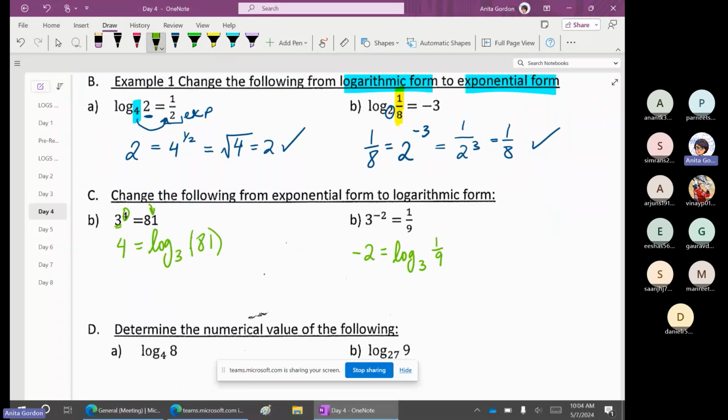So remember, base of exponential is base of the log. If it was a log and you're transforming it, then the result becomes the exponent. If it's an exponential that you're changing into a log, then the exponent becomes the result. Okay.